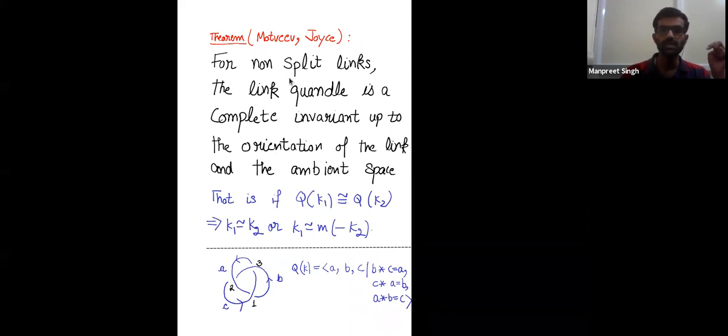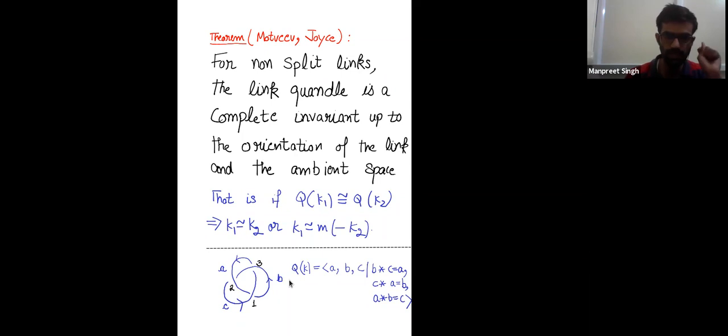So Matveev and Joyce proved that this is a complete invariant. I have given the construction for knot quandles. The same construction can be extended to link quandles also, and they proved that the link quandle is a complete knot invariant for non-split links. By a complete knot invariant, we mean up to the orientation of the link and the ambient space. So if we have an isomorphism between two knot quandles, that means either the knots are ambient isotopic, or we need to change the orientation of the knot and take its mirror image. Mirror image means we are changing the orientation of the ambient space.